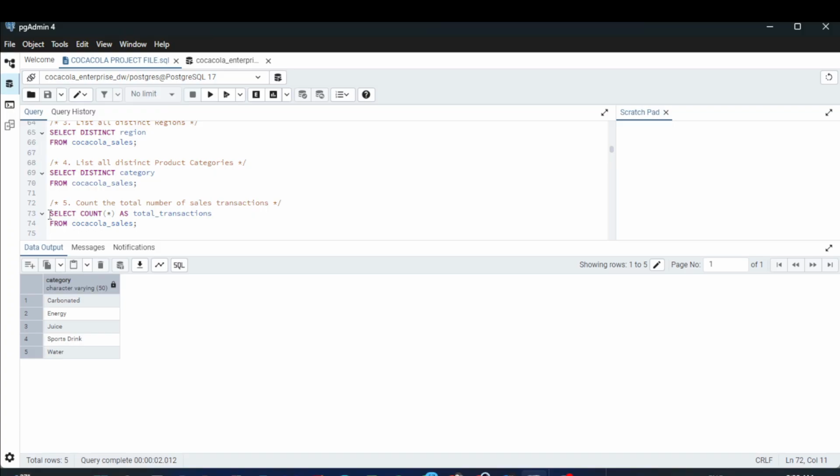Number 6 says that we will count how many transactions recorded a profit. So what you need to do is just select count as profit transaction from Coca-Cola where gross profit is greater than 0. So this will show you the record of transactions that recorded a profit. So we see 160,000 profit.